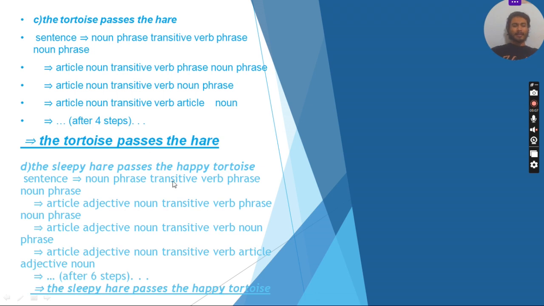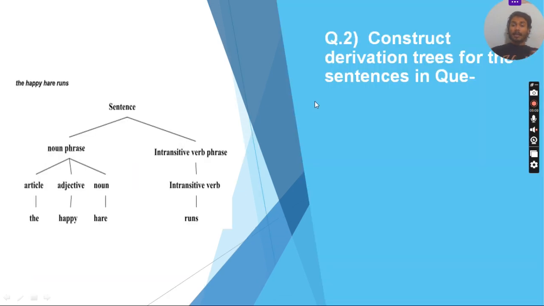Similarly, there is another example. We have a second question, which is: construct a derivation for the sentences in the questions. Here the sentence is the happy hare runs, as we had previously.